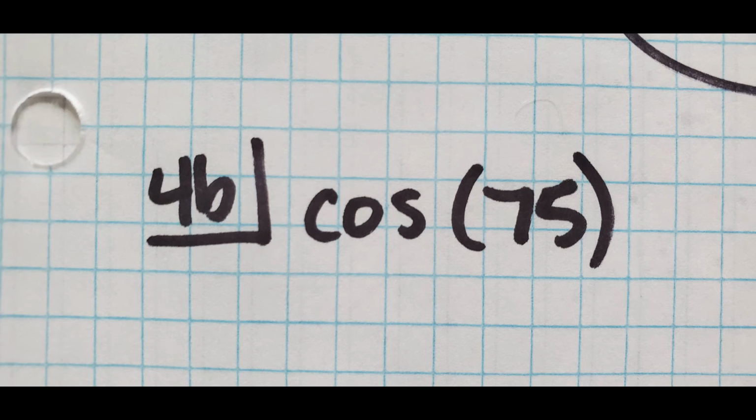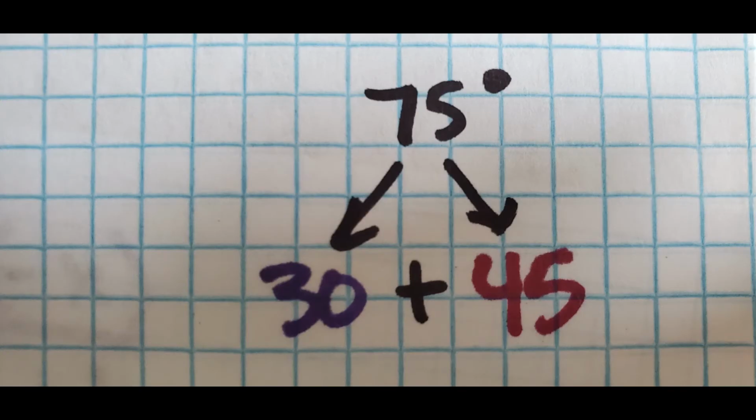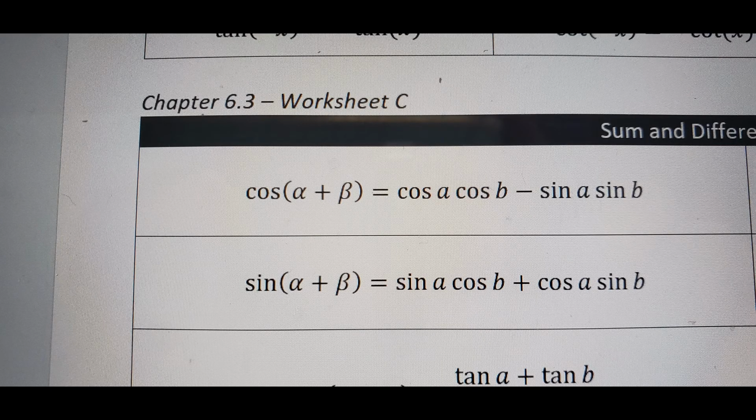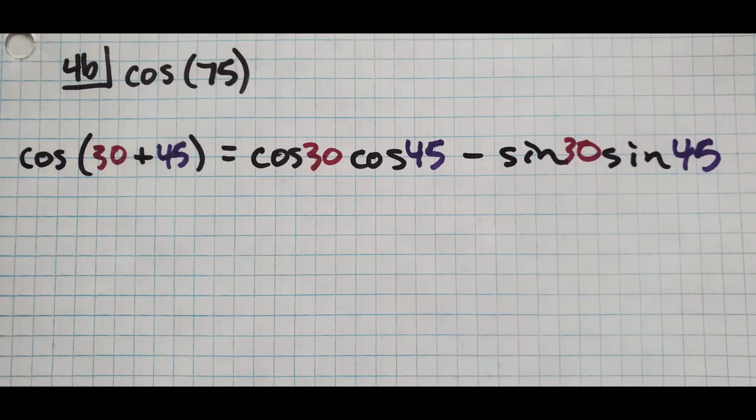Okay, you're back. So now I'm going to use, for 75, we've done this a couple times already, but 75 can be made up from 30 and 45. So I'm going to plug in 30, 45, and I'm going to use a sum identity for this. So I look for my sum identity on my sheets. We're going to plug in 30 for alpha and 45 for beta.